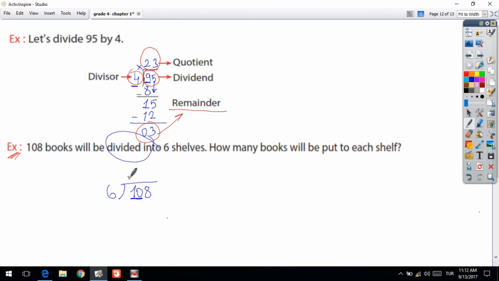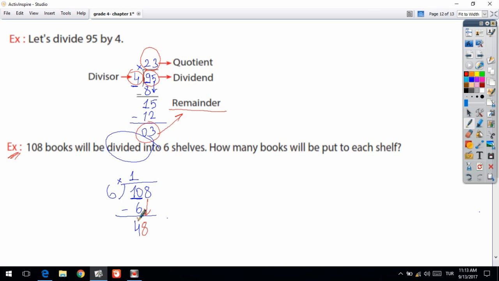I need to write 1 here. There is always a multiplication. 1 times 6 is equal to 6. So 10 minus 6, 10 minus 6 is equal to 4. So what should I do? If there is a number in the dividend, you have to bring it down. If I bring it down, I can continue. Look now, as you see your number is getting smaller: 48.